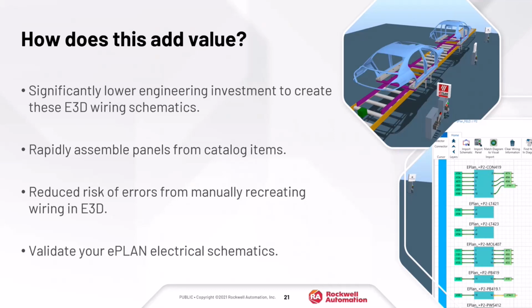And even if you get 75% of it, that's already a tremendous amount of work that's been saved. Instead of spending days, you just now spend hours in adding the missing components and connecting them up. So it's, again, a big time saver. It helps you to rapidly assemble control panels from catalog items. It helps you to reduce the amount of errors from manually recreating in E3D.